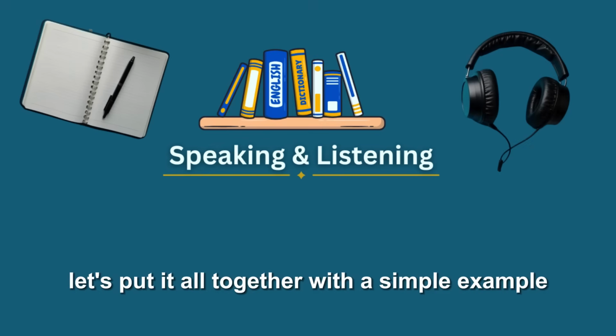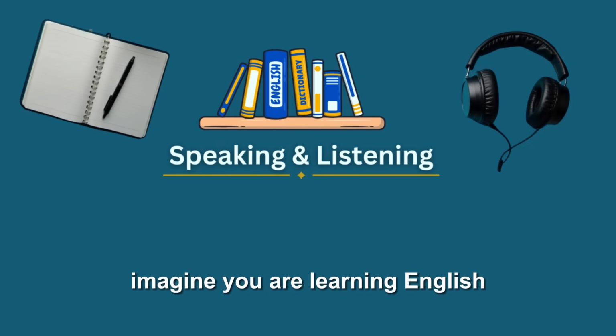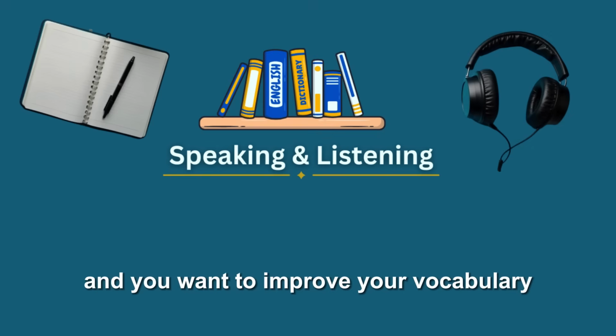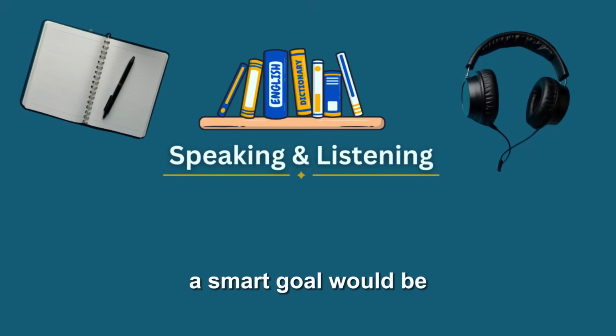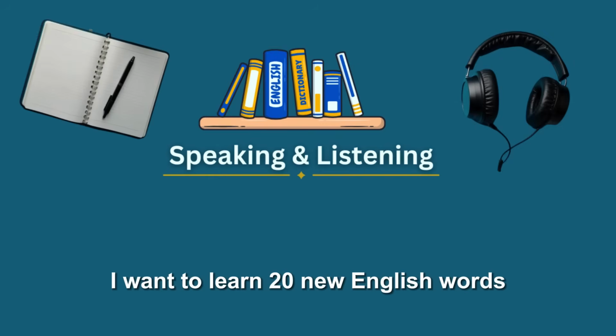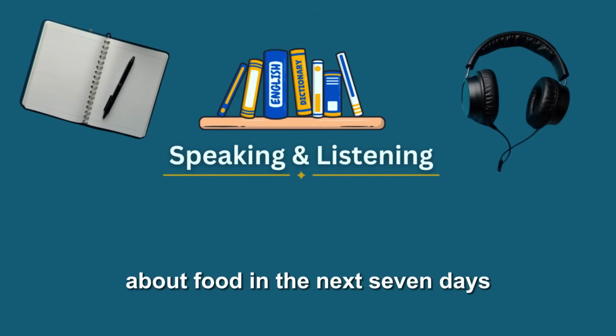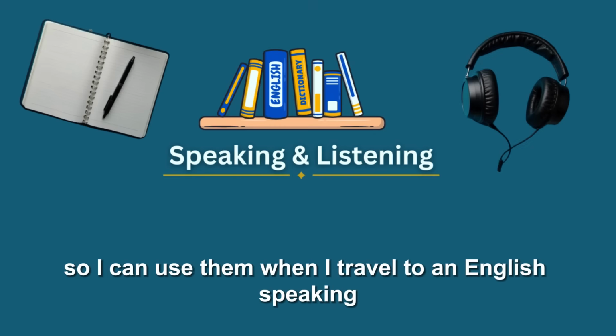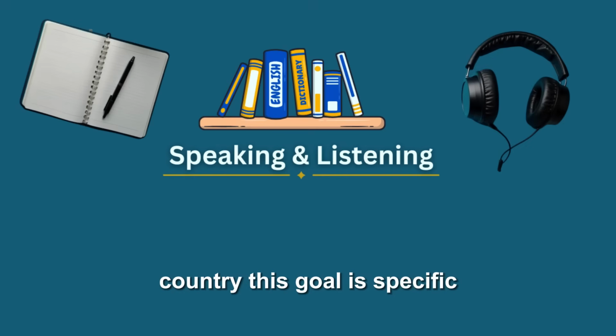Let's put it all together with a simple example. Imagine you are learning English and you want to improve your vocabulary. A SMART goal would be, "I want to learn 20 new English words about food in the next 7 days, so I can use them when I travel to an English-speaking country."